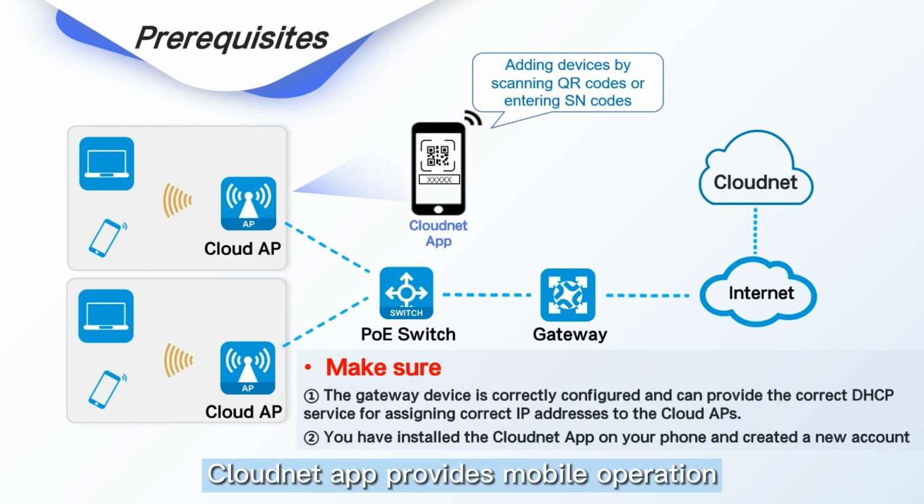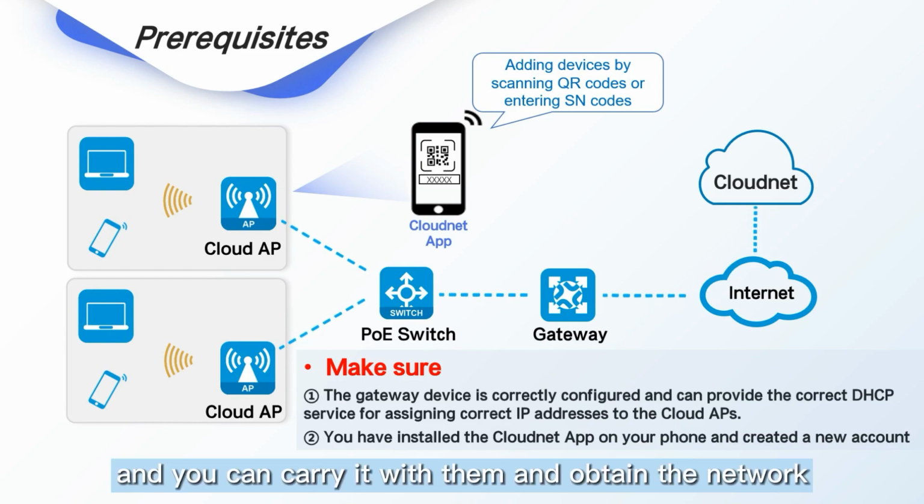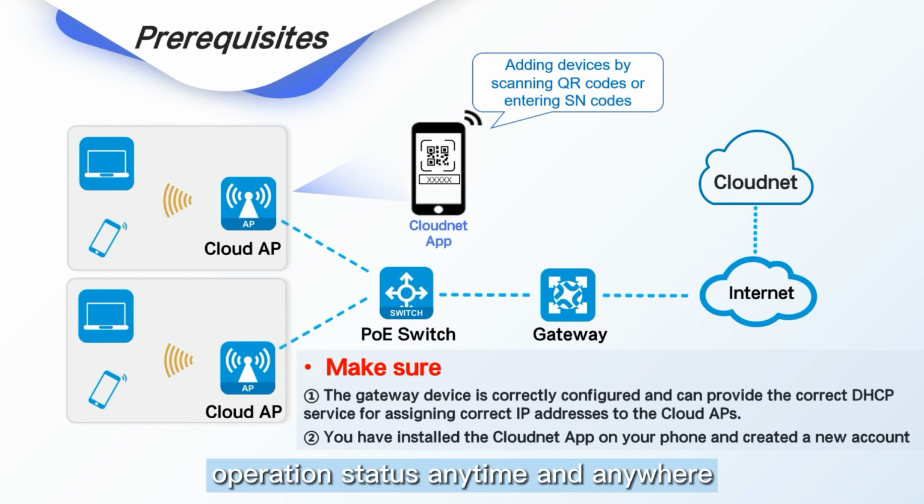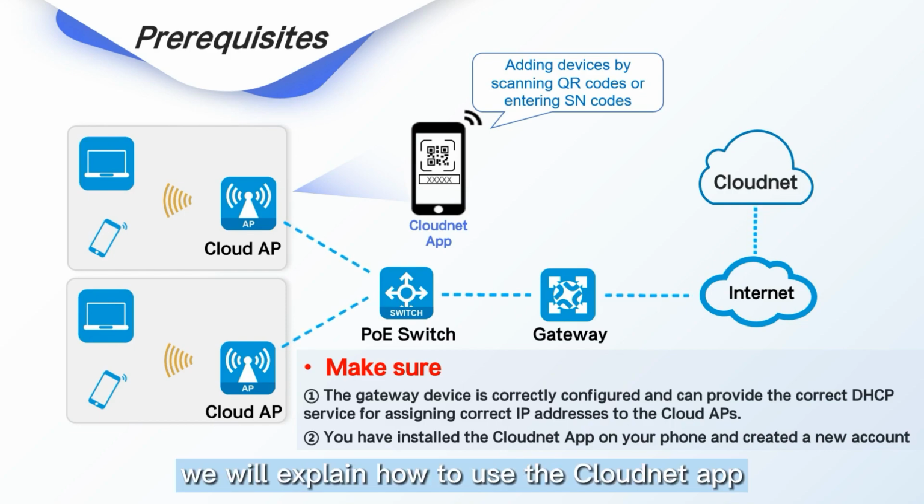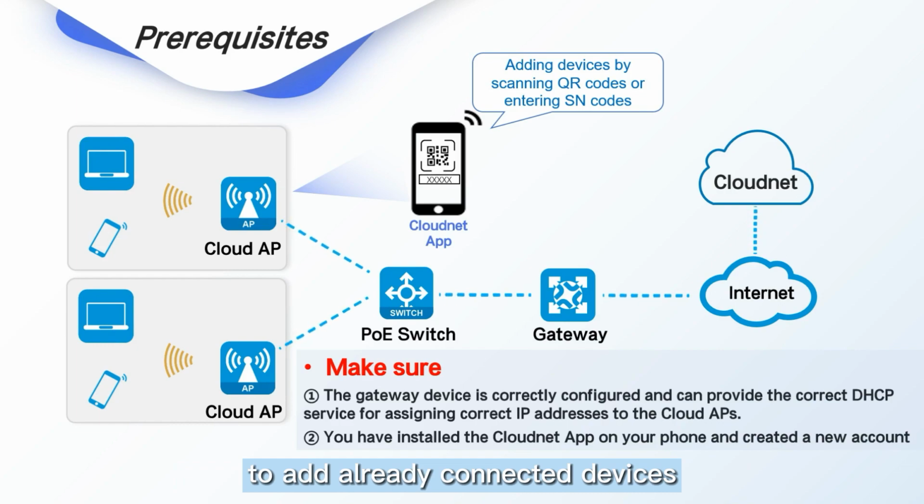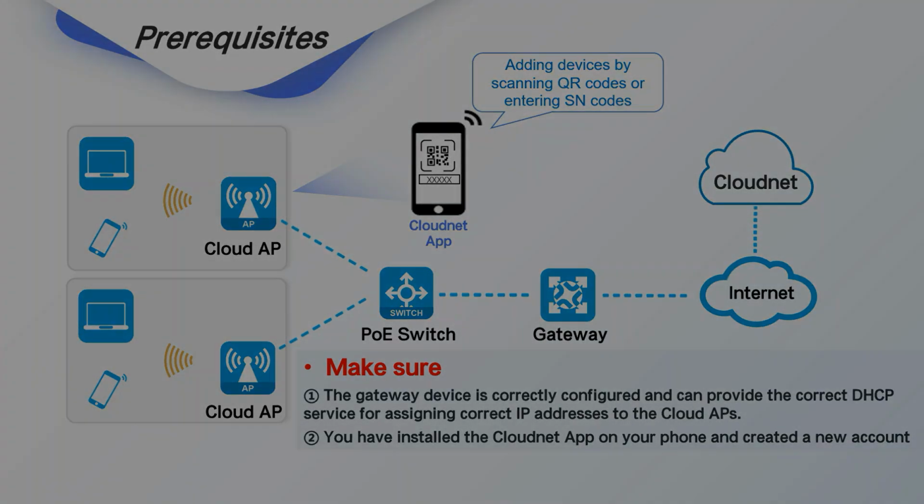Cloudnet app provides mobile operation and maintenance capabilities, and you can carry it with you and obtain the network operation status anytime and anywhere. Next, we will explain how to use the Cloudnet app to add already connected devices to the cloud for remote management by scanning a QR code or entering the SN code.